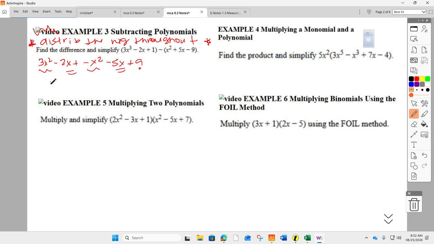3 minus 1, see if I can get this right this time. 2x squared minus 7x and plus 9. Oh, I forgot my one. Plus 1 there. Perfect. Thank you. Yep, I forgot it there.